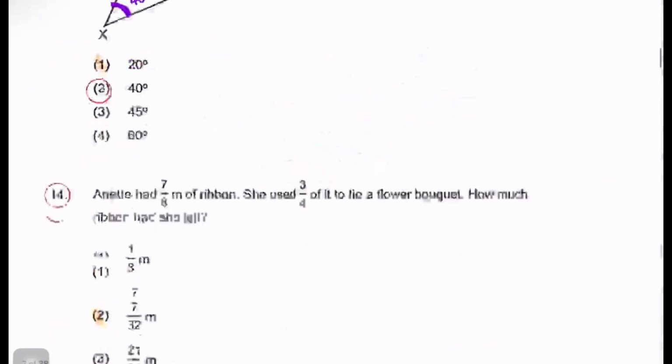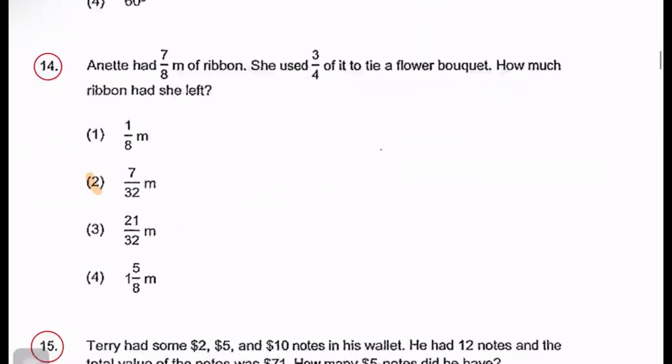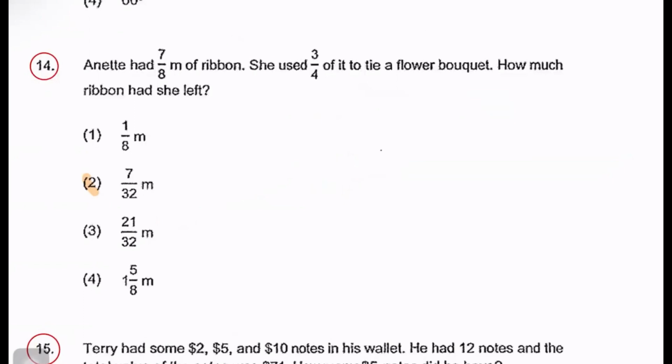Question 14. A net had 7/8 meters of ribbon. So this is the exact length of the ribbon, 7/8 meters. She used 3/4 of it to tie a flower bouquet. How much ribbon did she have left?